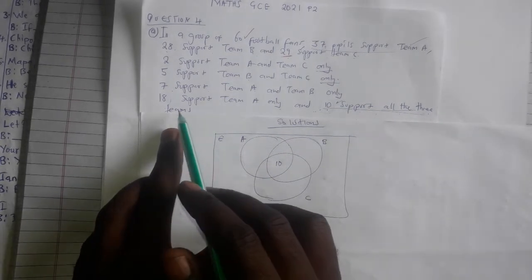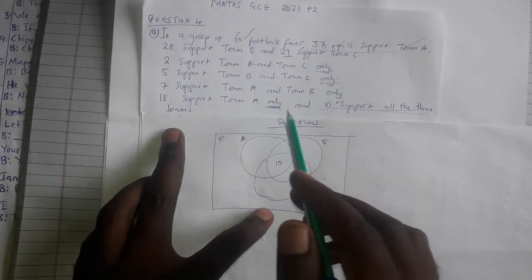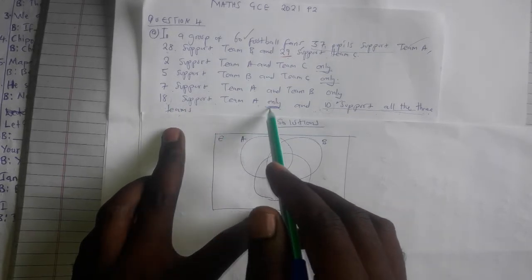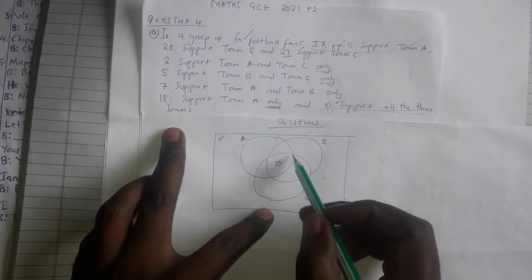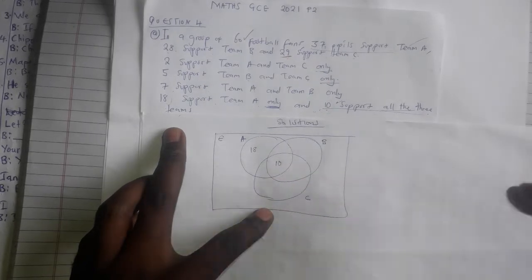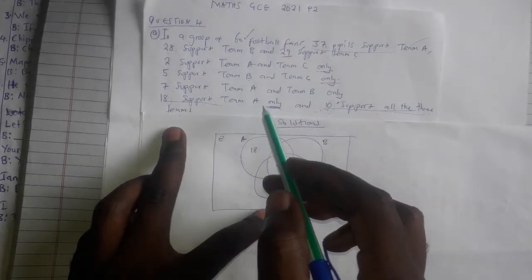The last statement says 18 support team A only. So that is a very important keyword, only. 18 support team A only. So 18 is not part of team B and it is also not part of team C. So it is supposed to be indicated in that portion. So again, we are done with this statement.